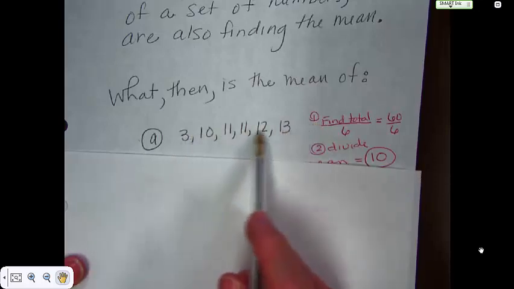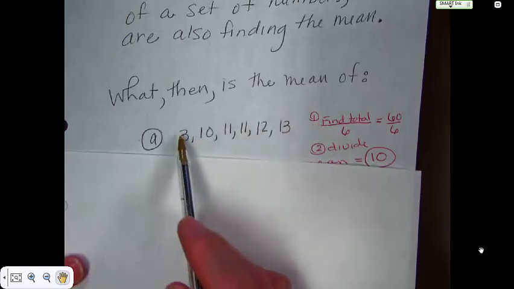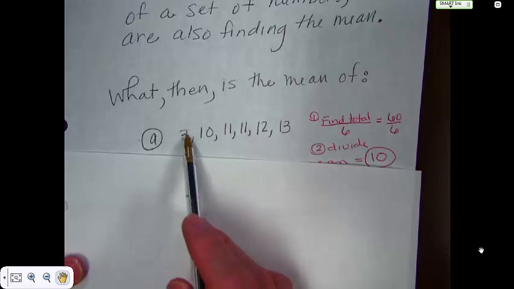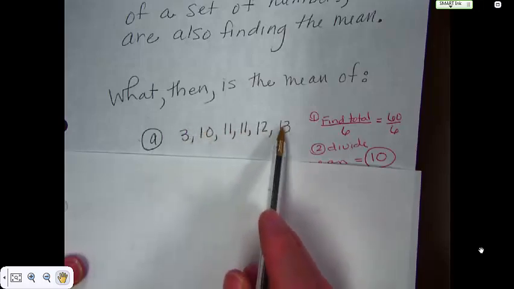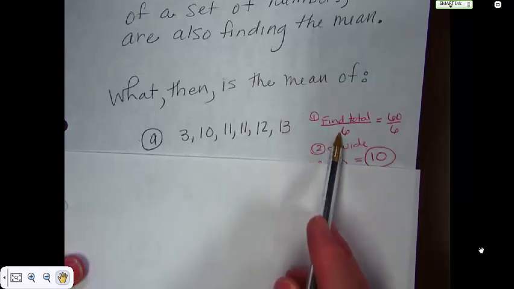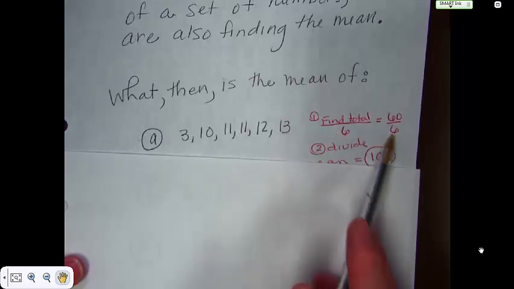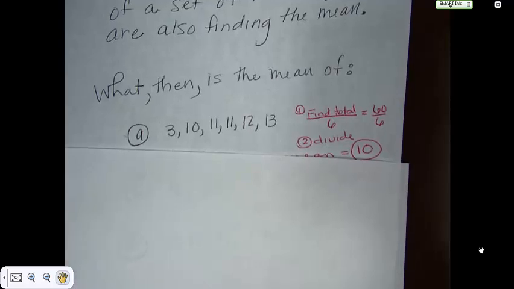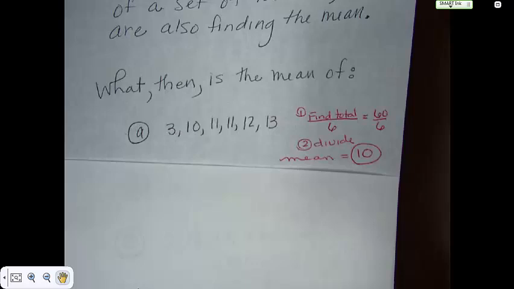First, you're going to add them all up. Count the number of numbers, 1, 2, 3, 4, 5, 6. Add them all up, it's 60. The number of numbers is 6. Divide 60 by 6, and you will get 10. So 10 is the mean.